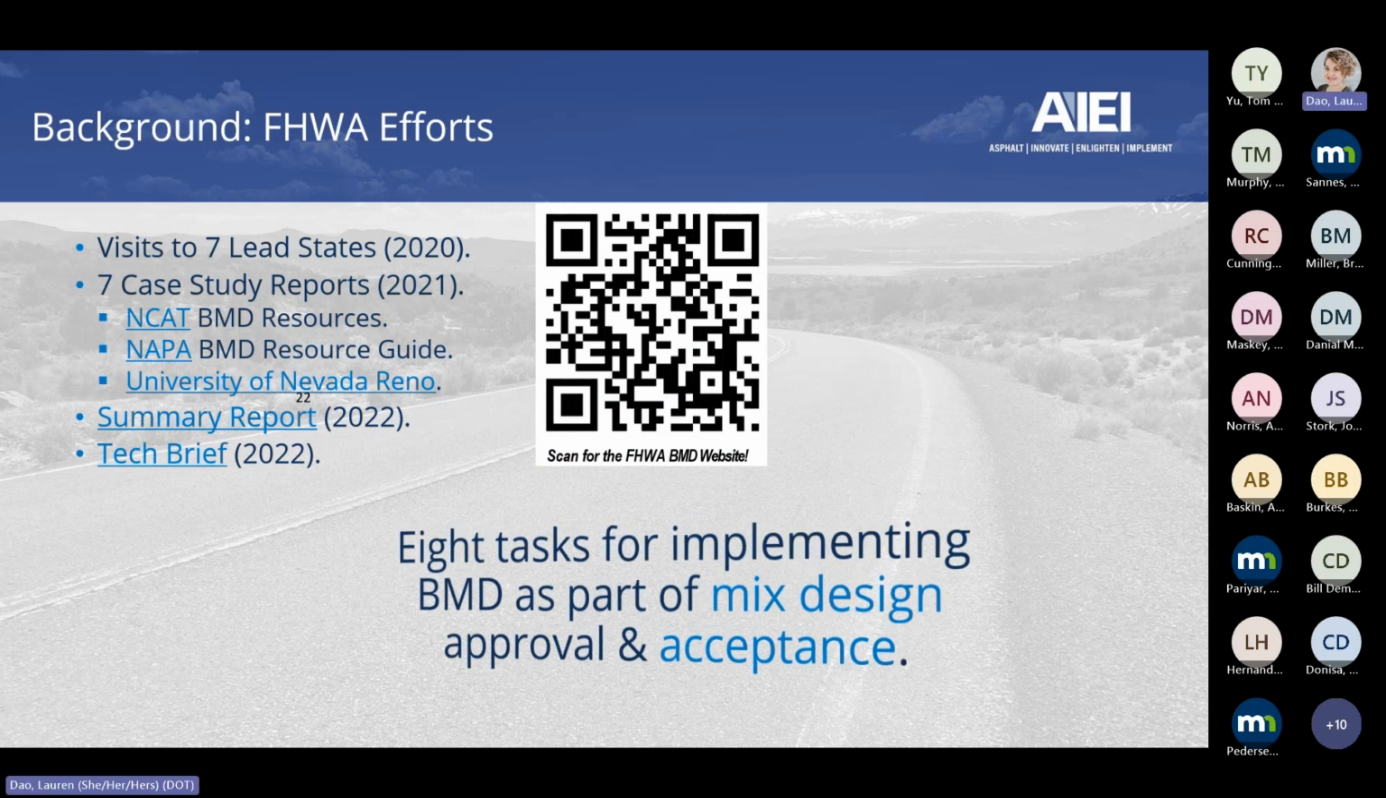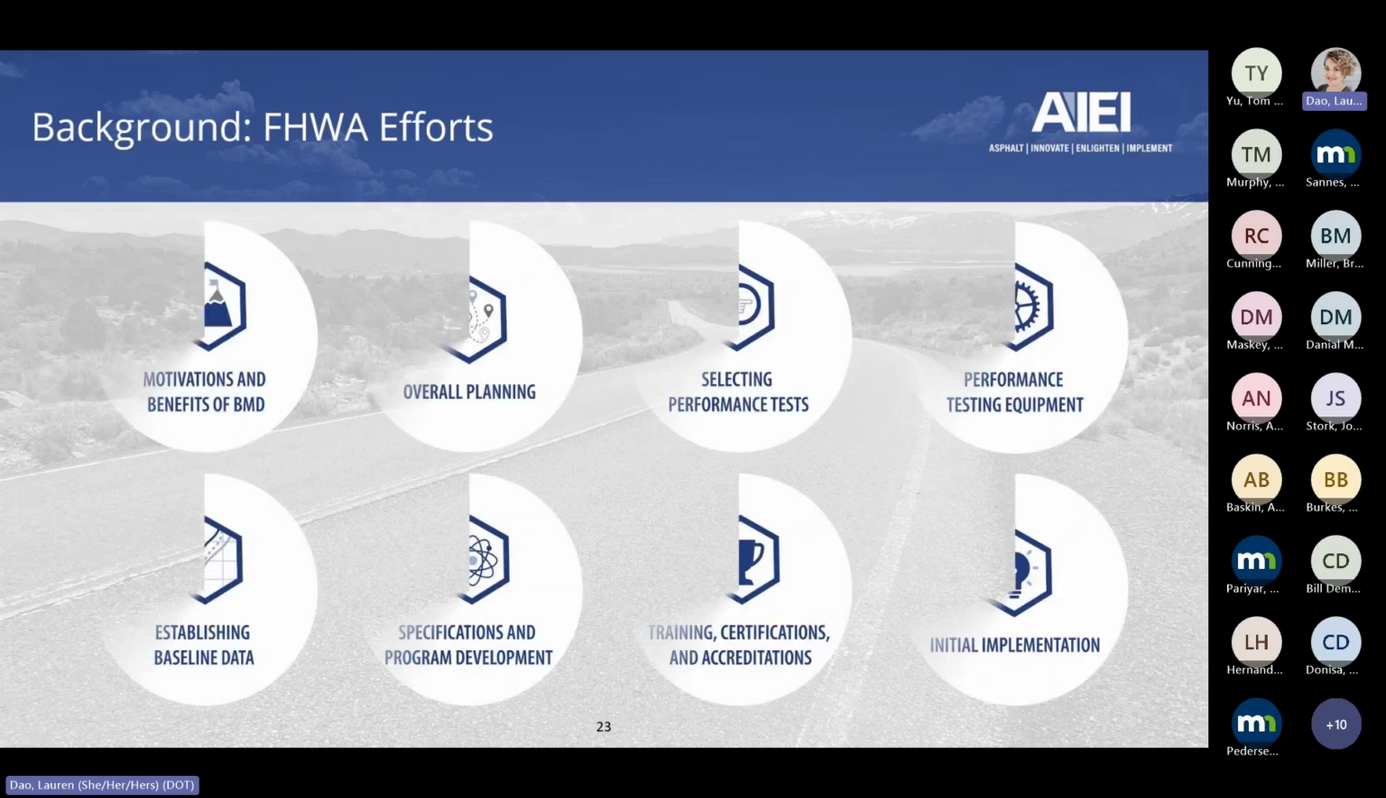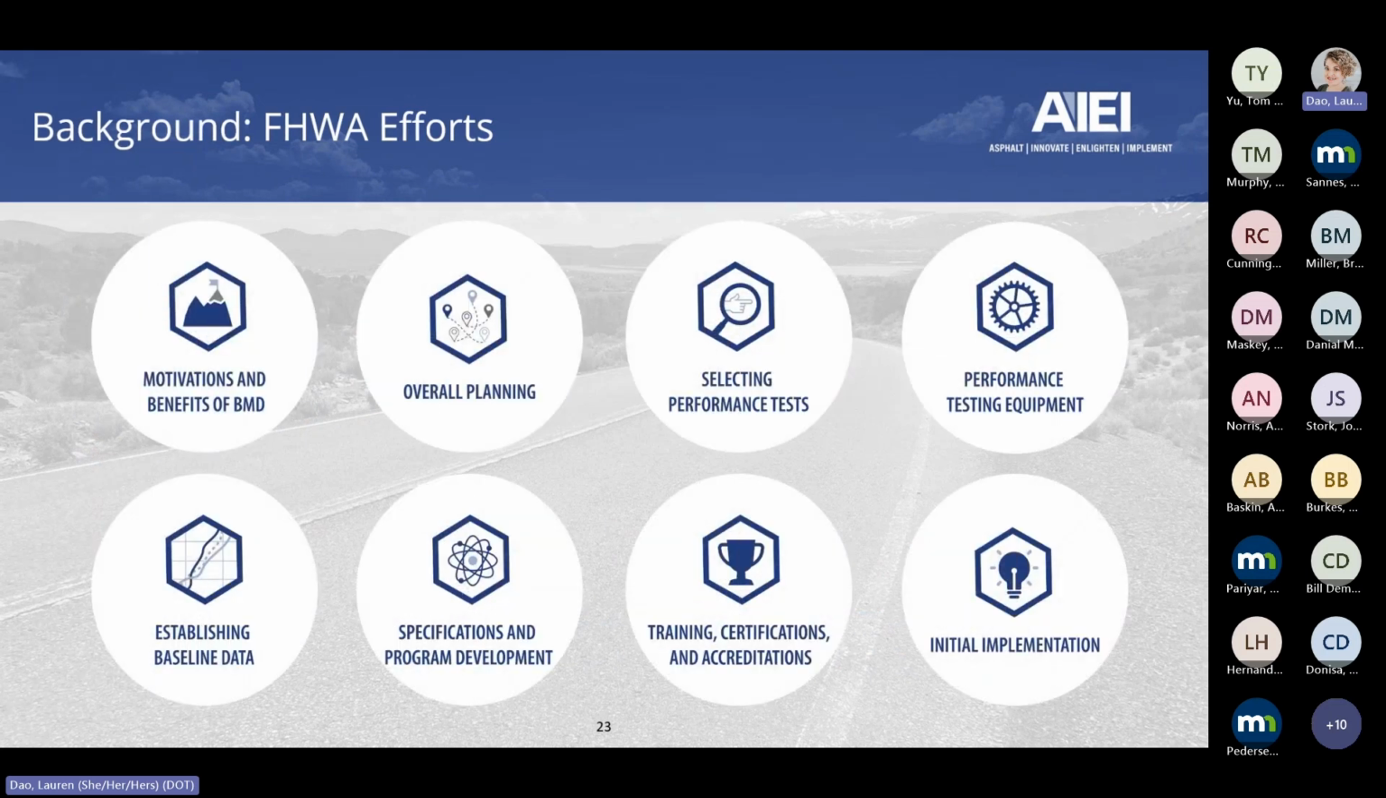Those tasks are going to take you from early on, the why, the benefits and the motivation of balanced mix design, all the way into your initial implementation. They're briefly summarized here, and the tech brief talks about them in more detail. The first task is the why and the motivation. Why are we moving into balanced mix design? What's in it for all stakeholders, not only the agency but the industry and everybody involved? Why is now the time to go from volumetric mix design to balanced mix design?